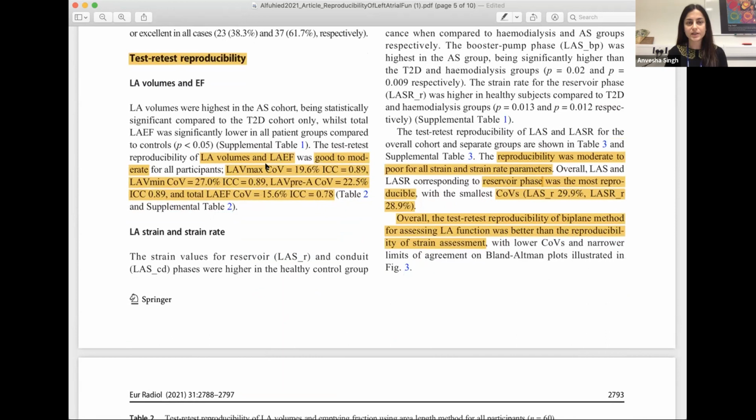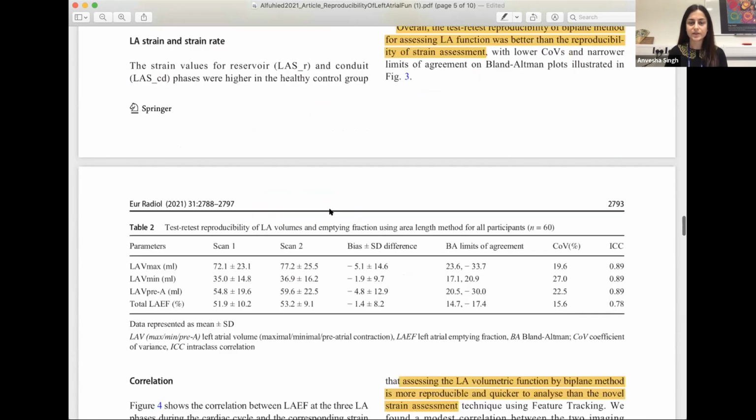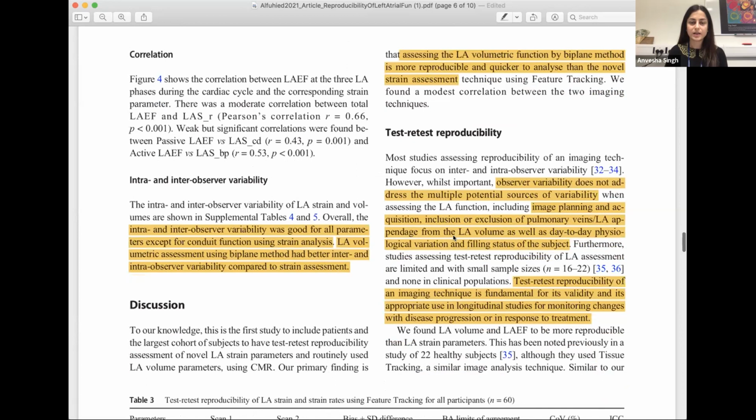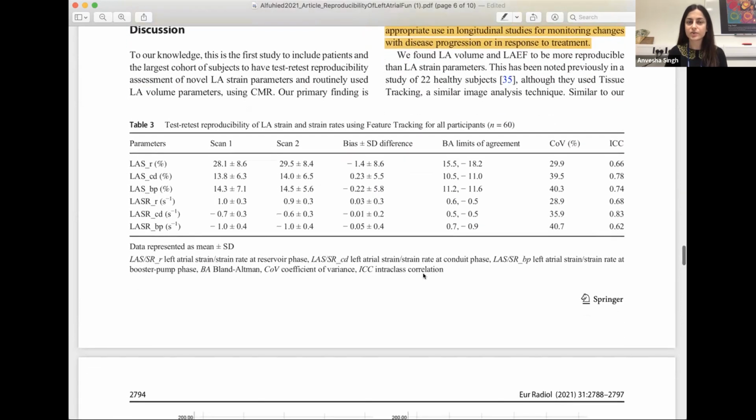So looking at the test-retest reproducibility of the volumes and EF, overall we found this was good to moderate for all participants. And the results are displayed here in table 2. So here on the left are the volumes, and then the last one is the total emptying fraction. And these are the Bland-Altman limits of agreement, the coefficient of variance, and ICC. And overall, you can see that the COVs were around 20 to 25%, where the ICCs were 0.8 to 0.9.